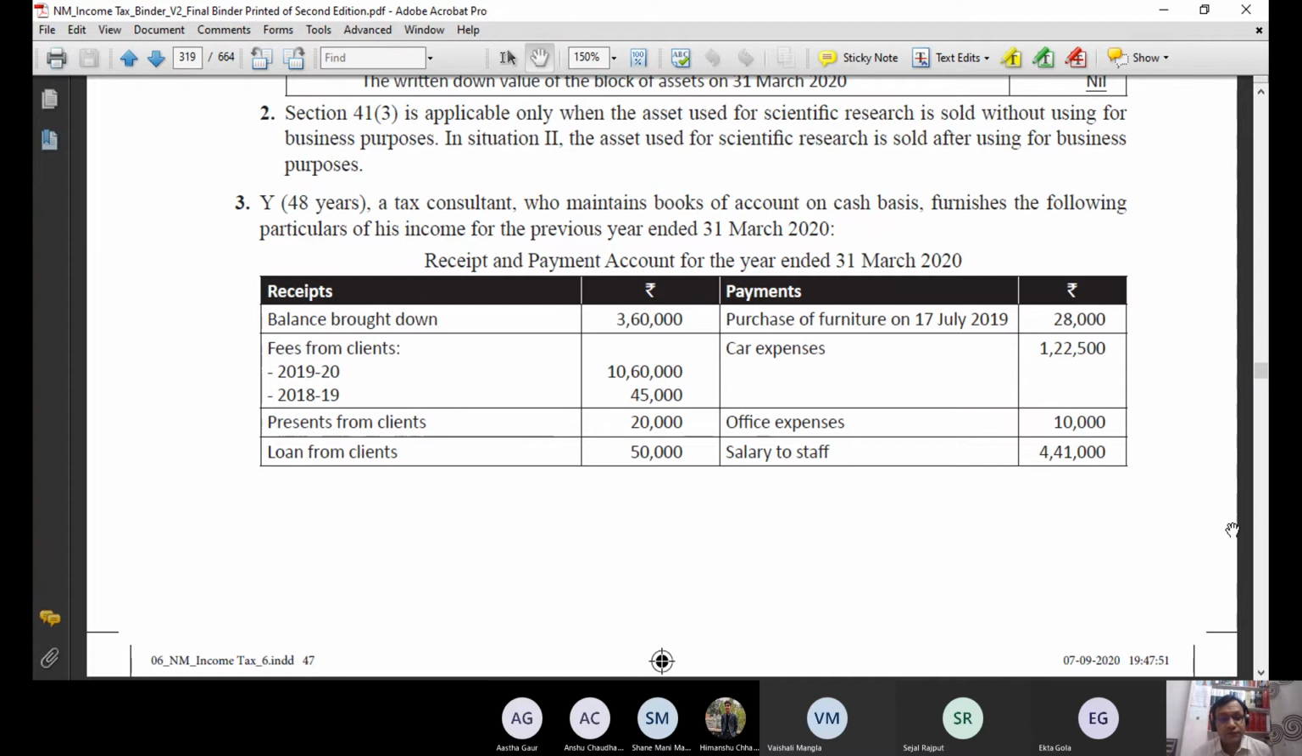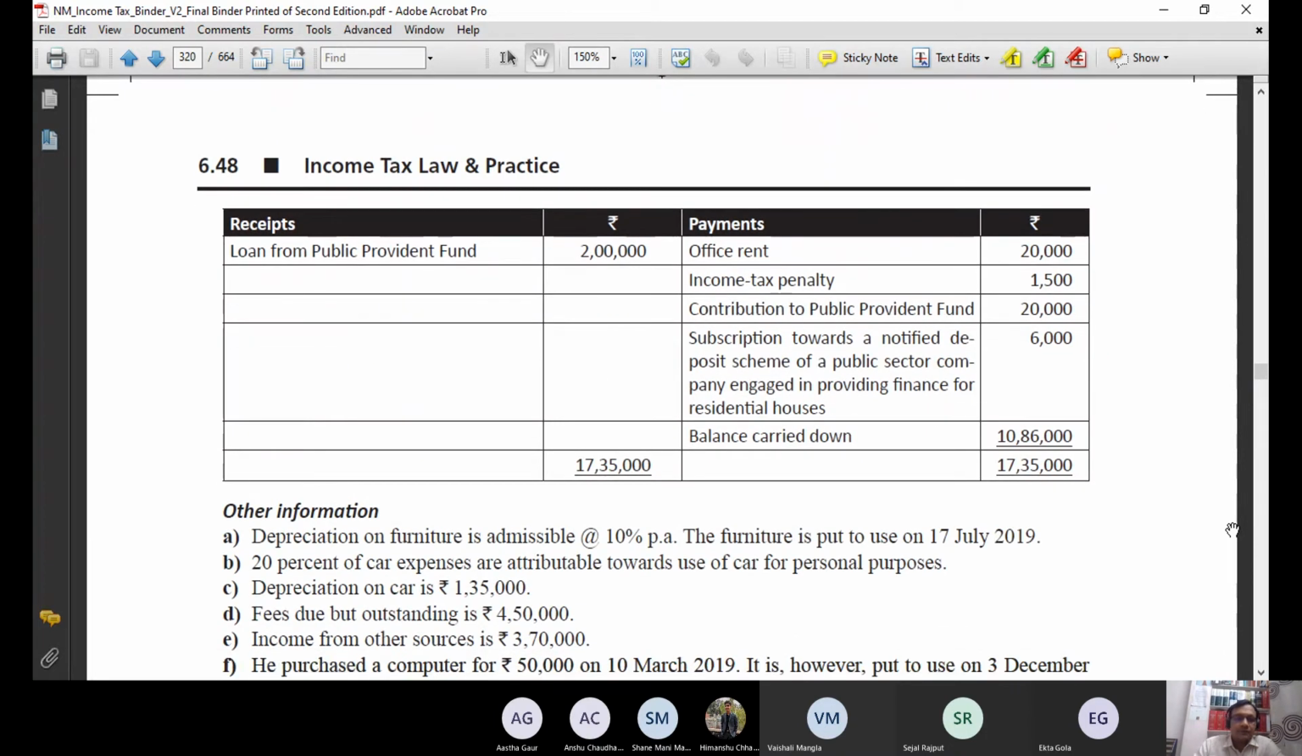Opening balance of cash. Fees from clients. Of 1920 year, the fees received is 10 lakh 60, and for last year fees 45,000 is received. Present from clients, gift from client for 20,000. Loan from clients 50. Purchase of furniture 28. Car expense, office expense, salary to staff.